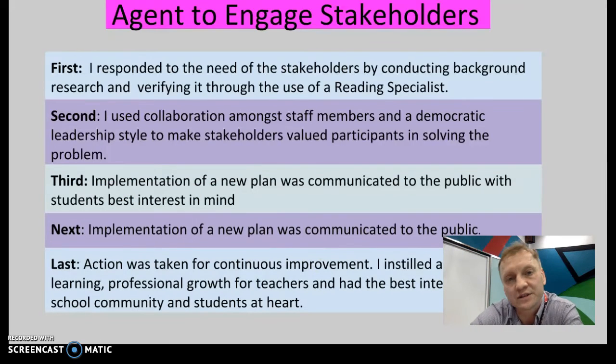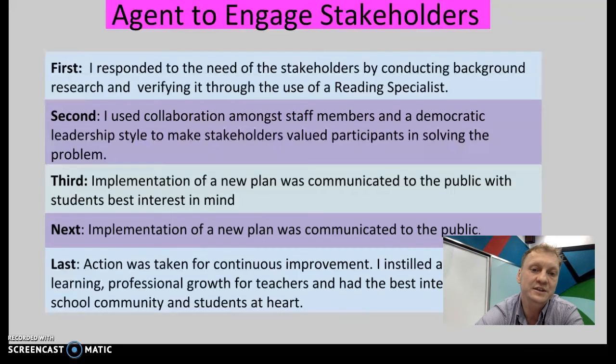So, my agenda to engage stakeholders. I feel I did a pretty good job in this situation. In real life, first I would have responded to the needs of stakeholders by conducting background research and verifying it through the use of a reading specialist. I reached out to a reading specialist and got help where I felt I needed help.